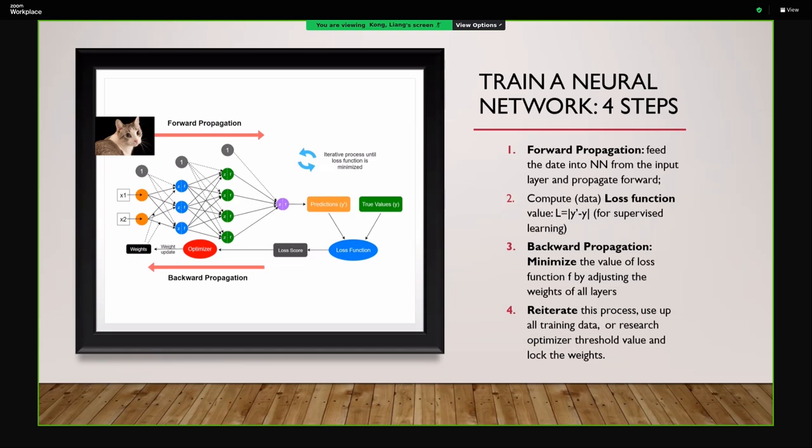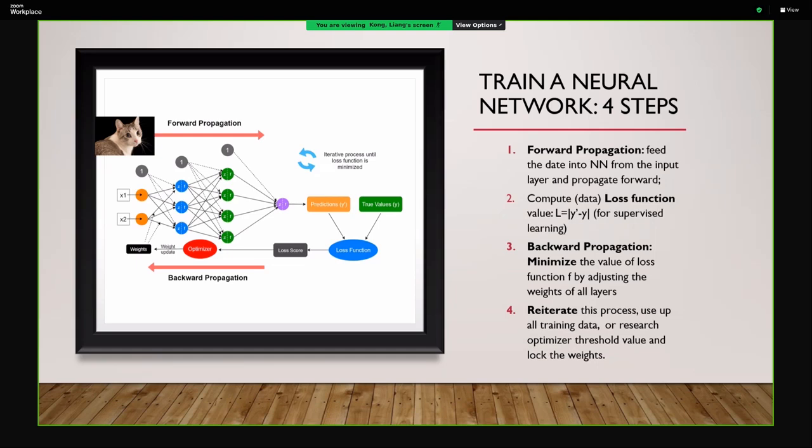Second step is you have your Y prime. In terms of supervised learning, I want to compare this cat. Is this a real cat? It is, right? I'm going to label this as 1. I want to compare the difference between your prediction and the ground truth. We call this an error. We want this error as small as we can, right? If it's small, it means the model is good.